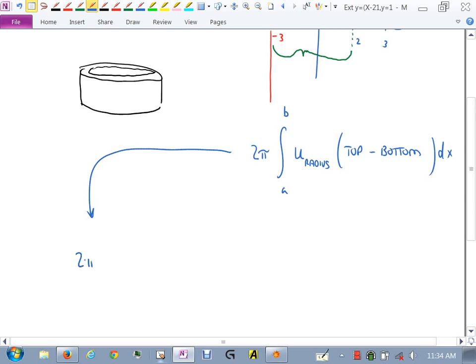I have 2 pi integral, I'll go 1 to 3, we did that last class. And then my radius would be 3 plus x or x plus 3, it doesn't matter how you write it. But that needs to be in parentheses. And then inside, top function, which was 1, minus bottom function, which was x minus 2 squared. All of that dx. Make sense?